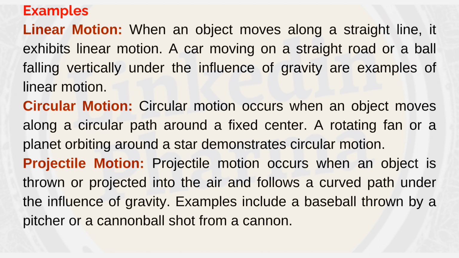Projectile motion. Projectile motion occurs when an object is thrown or projected into the air and follows a curved path under the influence of gravity. Examples include a baseball thrown by a pitcher or a cannonball shot from a cannon.